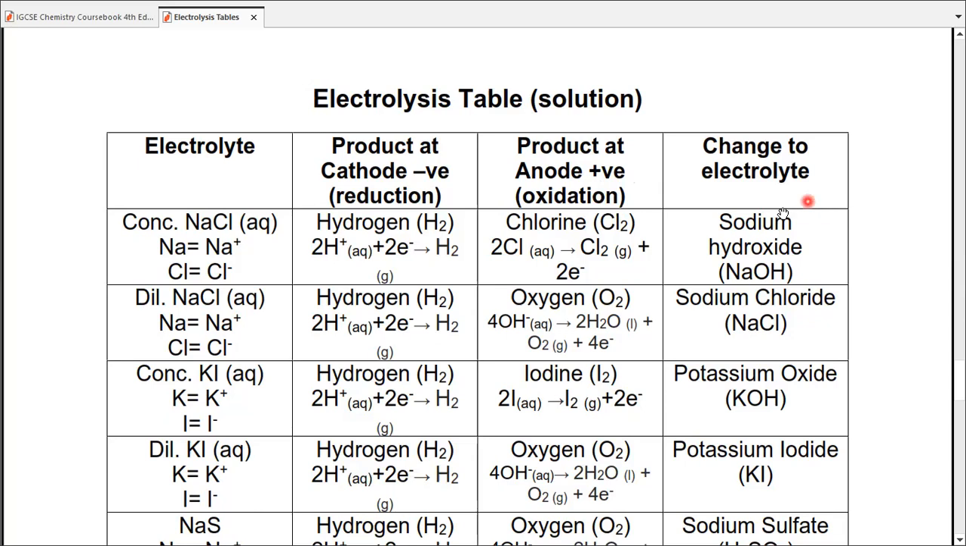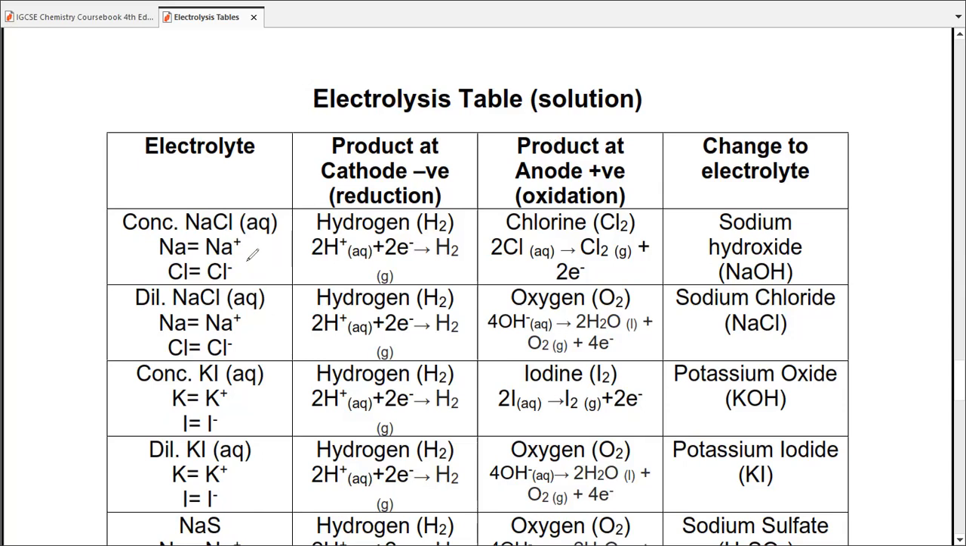Change to electrolyte is an important column when it comes to electrolysis, because this tells us whether we're going to make something new out of it, or we're going to stick with the same system or solution, or we can say in between the salt and water, which one electrolyzed and which one stayed. Let's take a couple of examples to understand it. Concentrated sodium chloride solution, brine solution. It gives us Na positive ion and Cl negative ion. Aqueous system will give us H positive ions and OH negative ions.